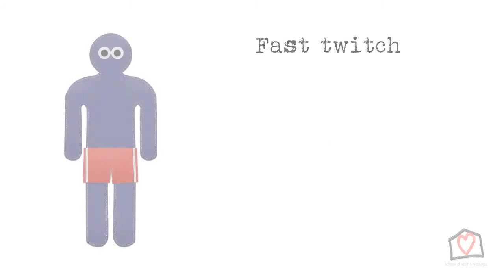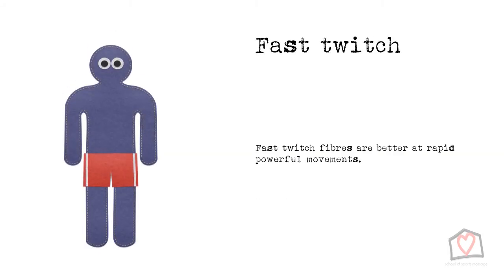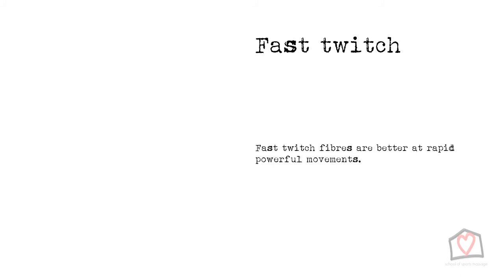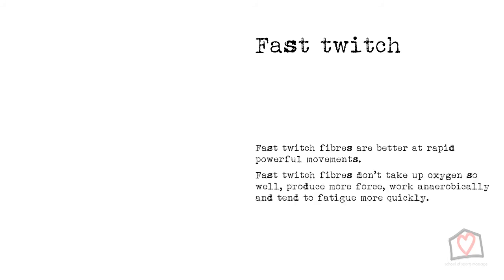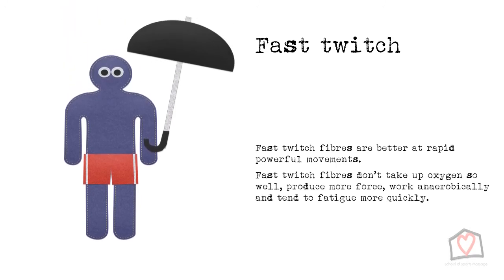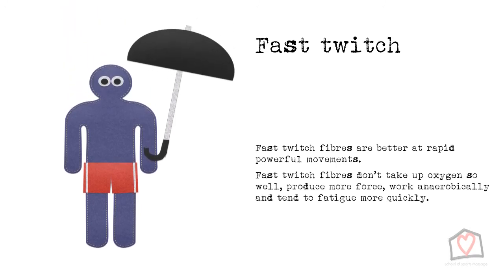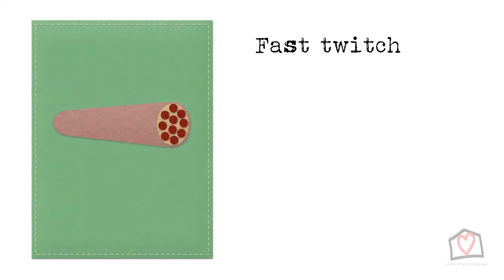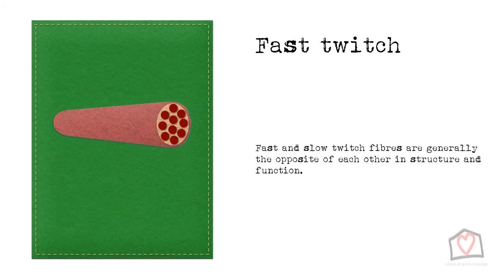Fast twitch fibres are better at rapid, powerful movements, so good for sprinting. They don't take up oxygen so well, produce much more force, work anaerobically without oxygen, and tend to fatigue more quickly. Fast and slow twitch fibres are generally the opposite of each other in structure and therefore in function.